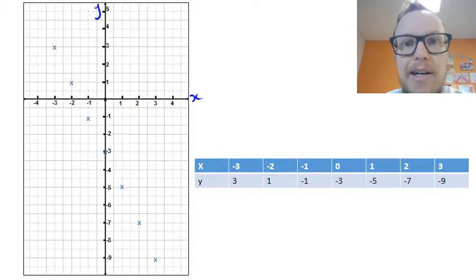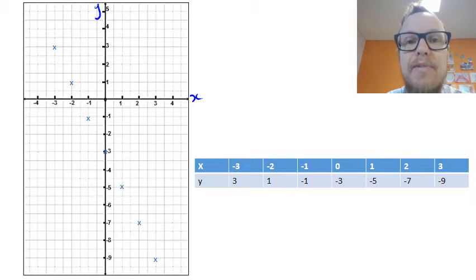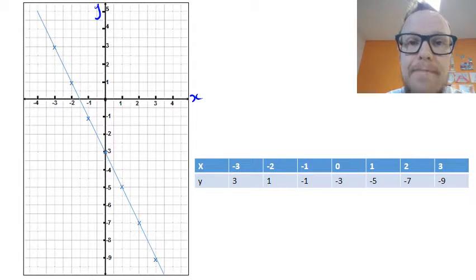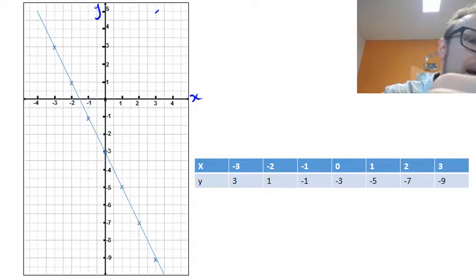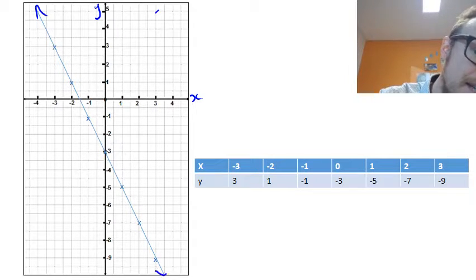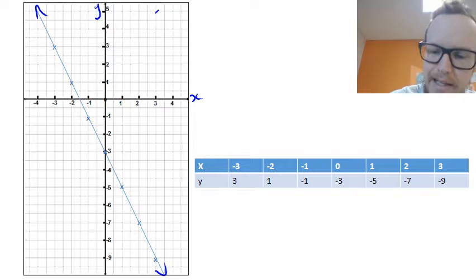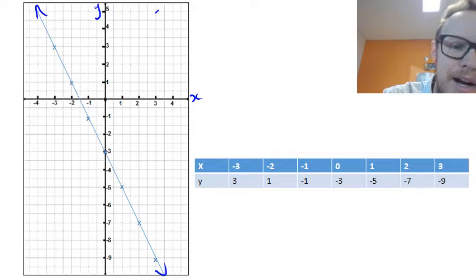We join our points that we've plotted using a straight line. Using our ruler, we put arrows on the ends to indicate that the line continues, and we label our graph with the equation that we were given originally, y equals negative 2x minus 3.